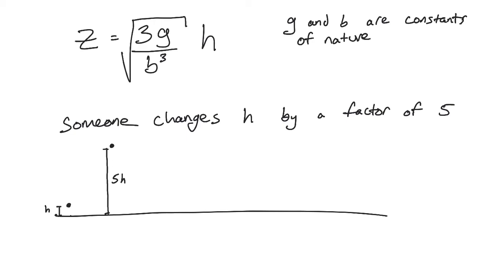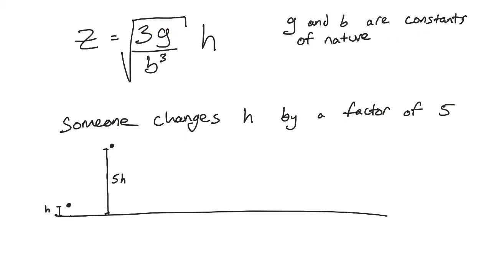I want to get you a sense of how in physics we can construct equations that represent the world with all these different variables, and being able to distinguish between what are the constants and then what are the variables in the mathematical relationship. So here I have some formula. Z is equal to the square root of 3 times g divided by b cubed, and then that multiplied by h. Okay. Now g and b are constants of nature.